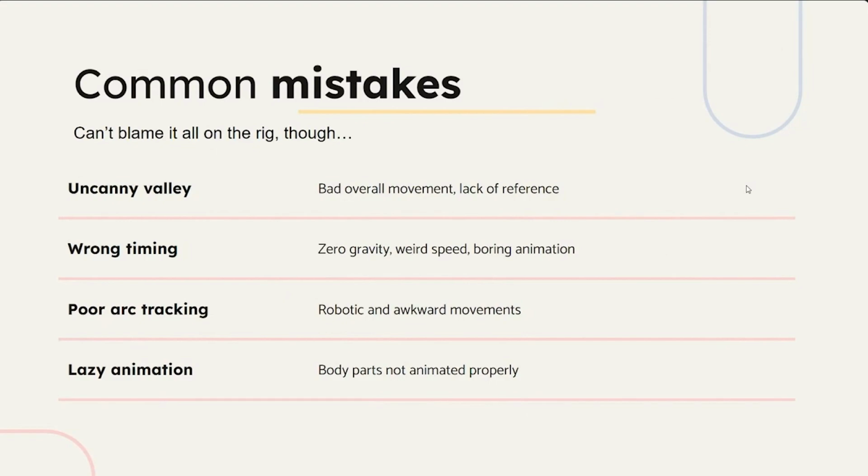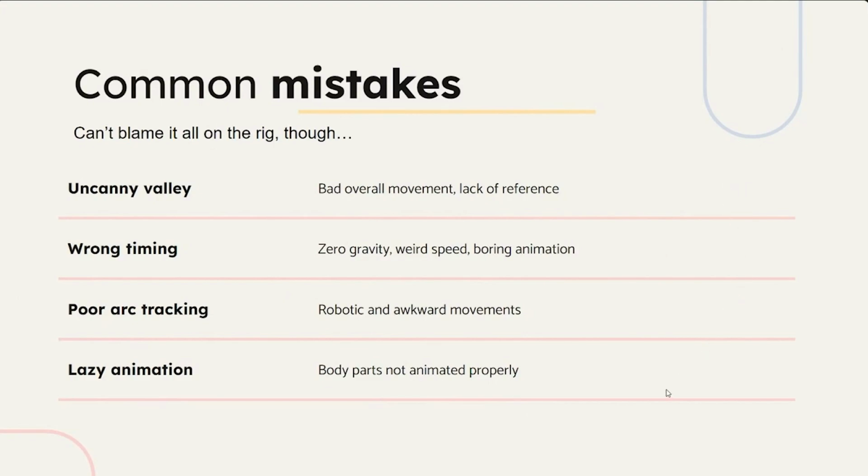Another thing is poor arc tracking. Arcs are really important because they are responsible for creating the fluidity of the movement. Usually what I see is people don't have the knowledge of arcs, or they are not aware that they should be tracking how the movement is developing. This causes robotic and awkward movements. Maybe it's going too fast when it shouldn't, or too slow when it shouldn't, or, like I said before, very linear speed, and it's just boring animation.